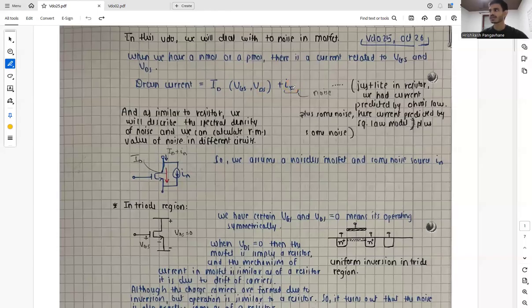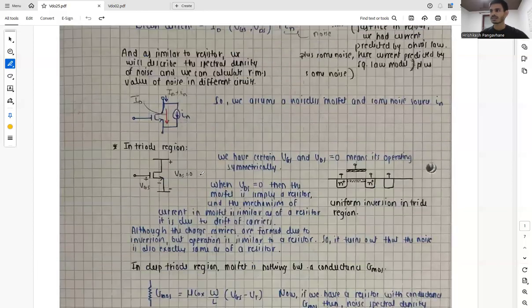Just like a resistor, where we had current predicted by Ohm's law and there was some noise in addition, here also the current is predicted by a square law model, and there is a small current source due to noise. Similar to a resistor, we will describe the spectral density of the noise, and we can calculate the r.m.s value of noise in different circuits. So this is how we can represent the current source due to the noise in a MOSFET. We assume a noiseless MOSFET and a noise source in parallel.